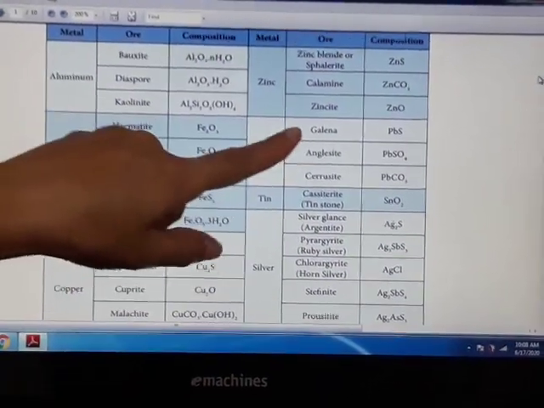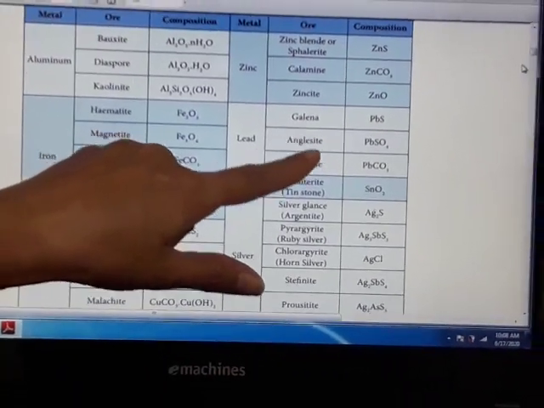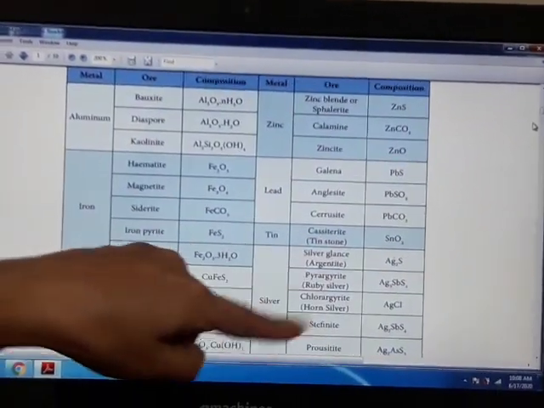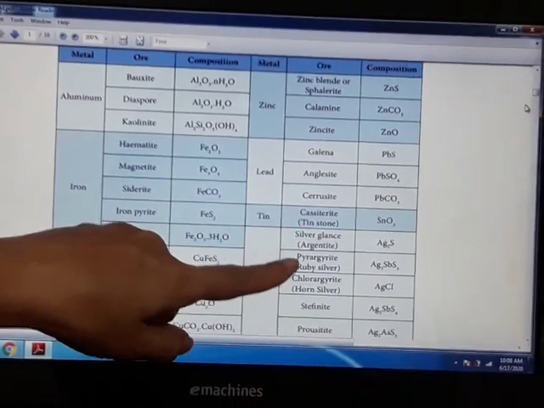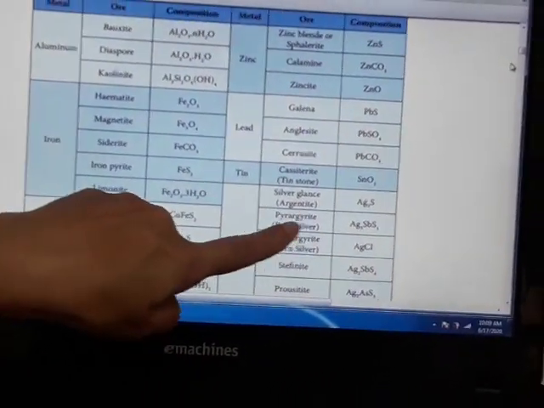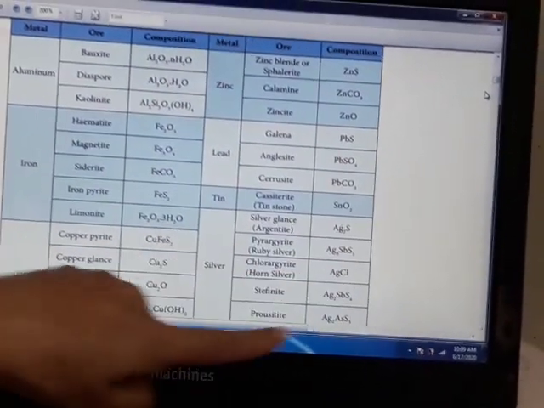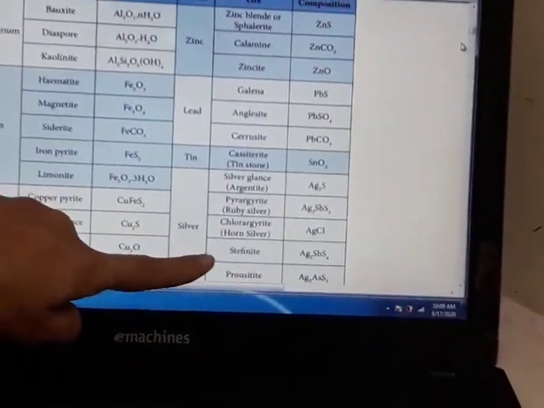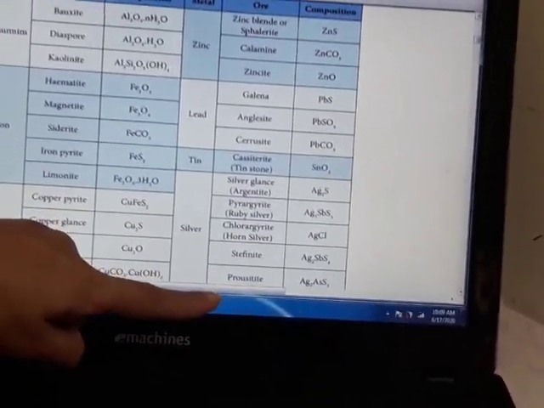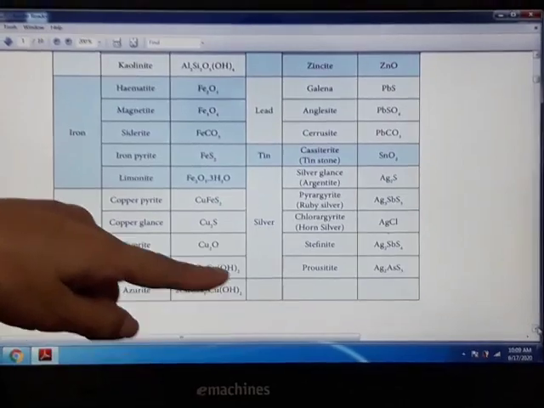Lead is found in the form of galena, anglesite and cerussite. Then coming to tin, it may be found in the form of cassiterite. Silver glance, pyrargyrite. See again, if it has the name pyrite, it must have sulfur in it. Then silver is also found in the form of chlorargyrite and stephanite and ruthenite. So these are the common ores, children.